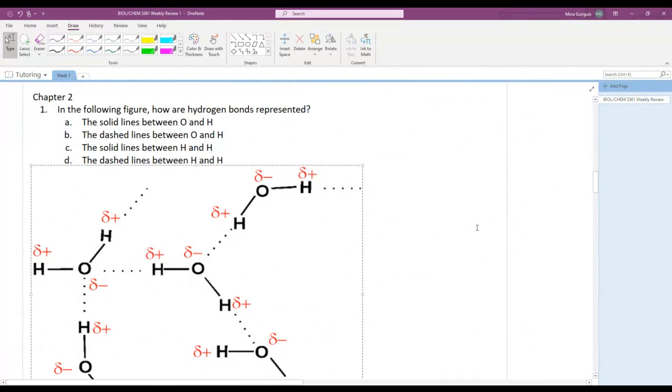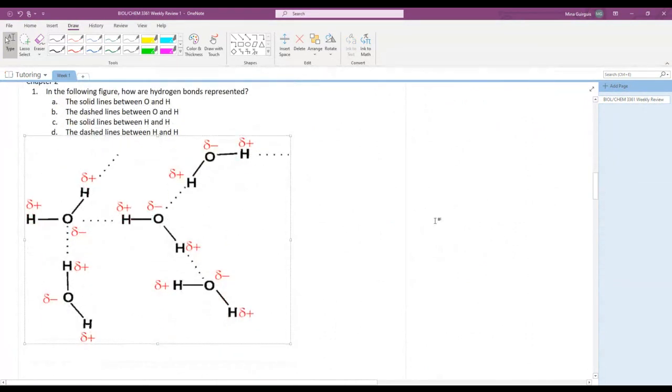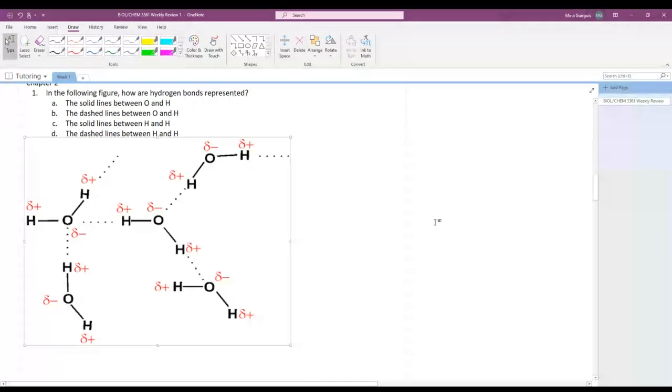I'm sorry, I'm trying to zoom out just a little bit more. There we go. All right, so in the following figures, how are hydrogen bonds represented? An important distinction to make, and I'd like you to type in the chat the answer to the question I'm about to say, is are hydrogen bonds full covalent bonds or ionic bonds, or are they intermolecular forces or something like that? Anyone? Ionic? They're not ionic bonds.